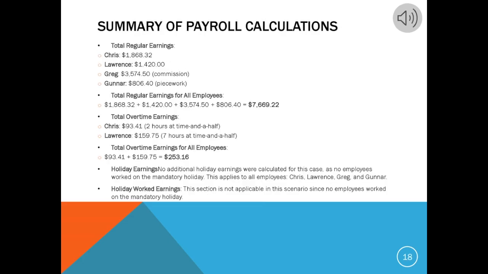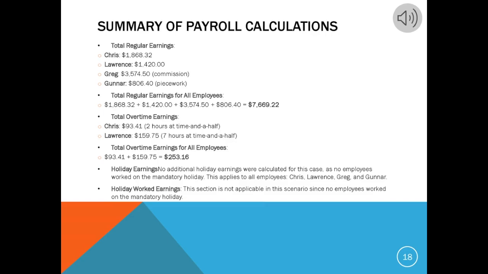To summarize all of our payroll calculations, again, all of the total earnings, we have Chris at $1,868.32, Lawrence at $1,420, Greg at $3,574.50. He's on commission. Gunner at $806.40. He's on piecework. And then the total regular earnings for all employees, if you add it all together, we got $7,669.22.